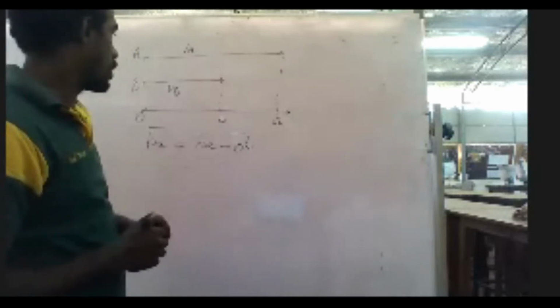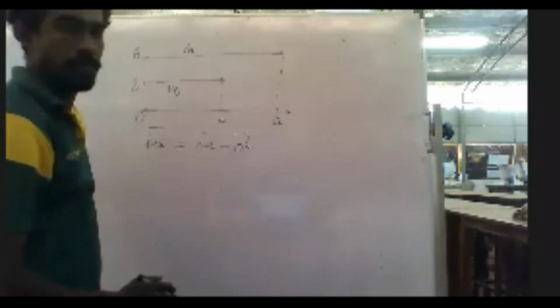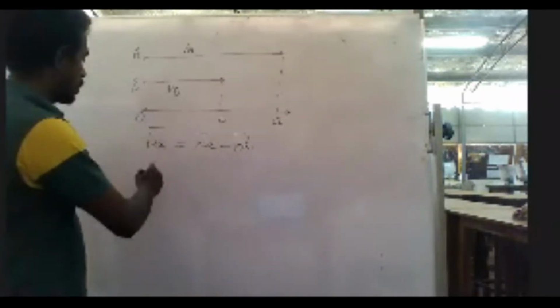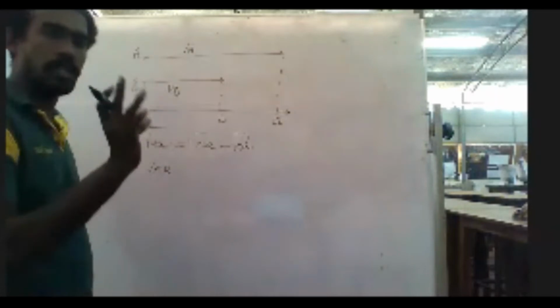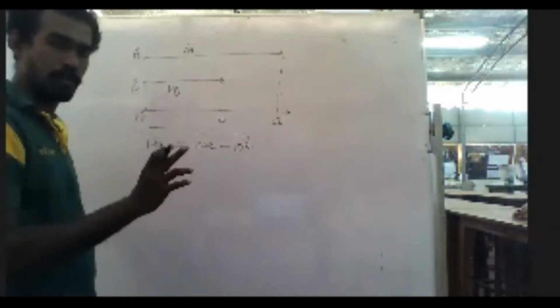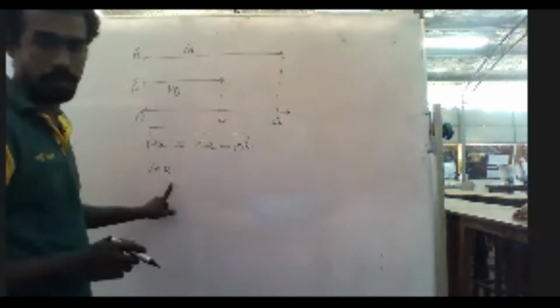So the other way also you can write, right? Relative velocity will be written as velocity of the body which we are looking at relative to the other body. So velocity of A relative to B. All right. So this is for the bodies moving parallel to each other, right?